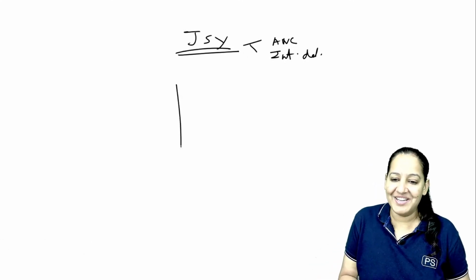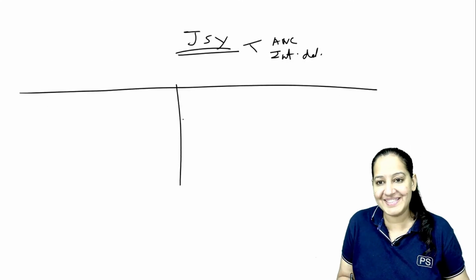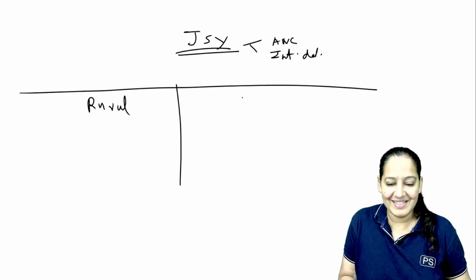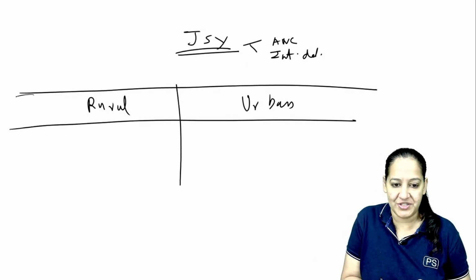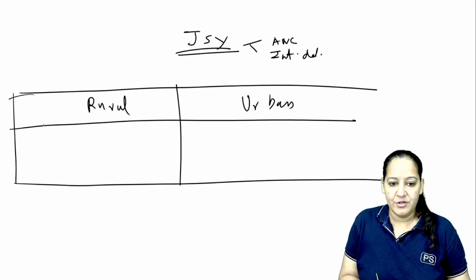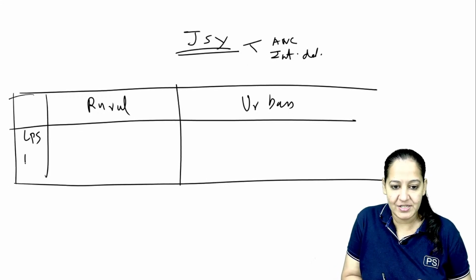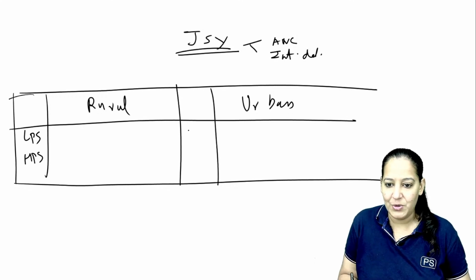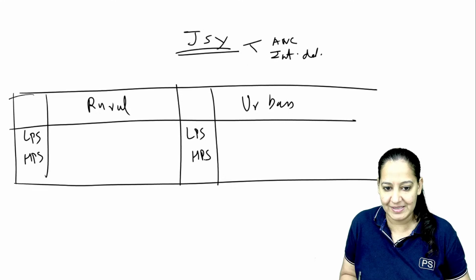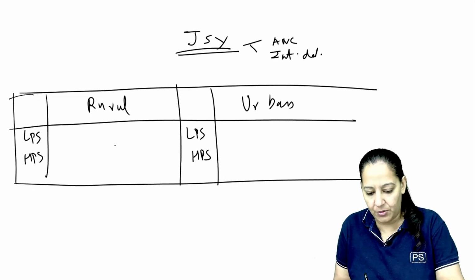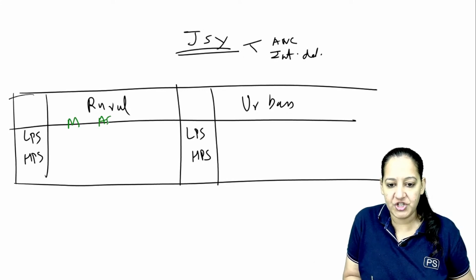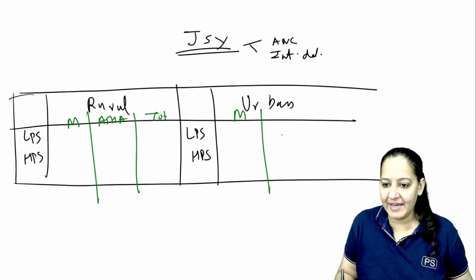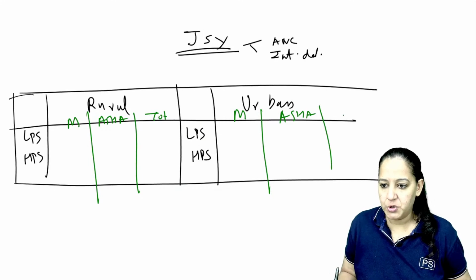Okay, so let's divide into 2 portions, rural and urban. Can we start? This is rural, this is urban. In each of them we will divide into two portions: low performing state, high performing state. Here also low performing state, high performing state. Okay, so tell me three things now. What is the mother package? What is the ASHA package? What is the total package? Here also mother package, ASHA package, total package.